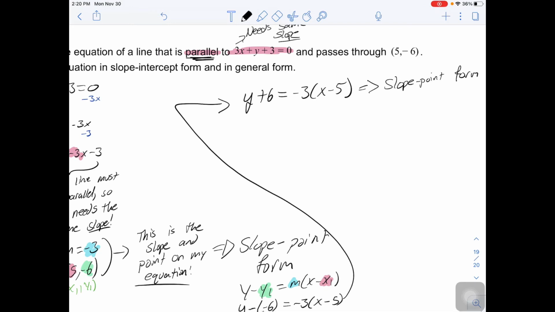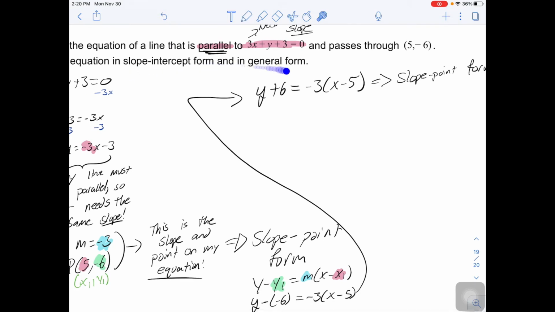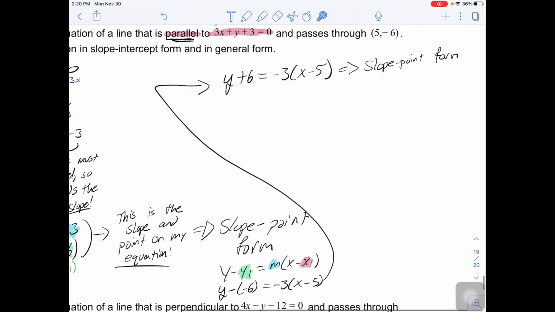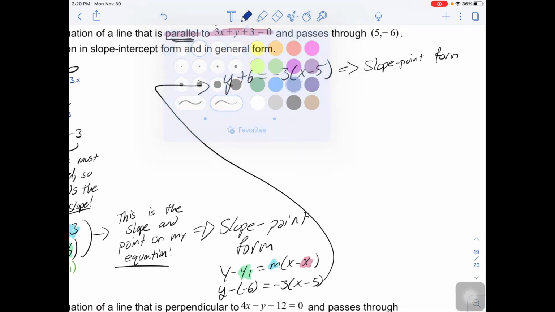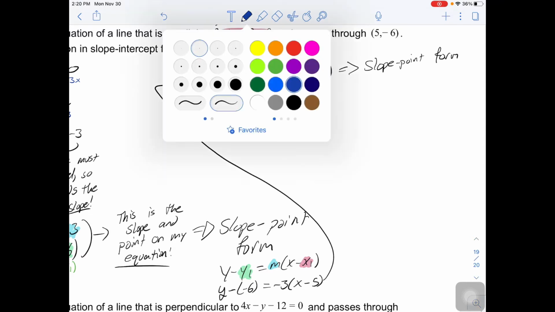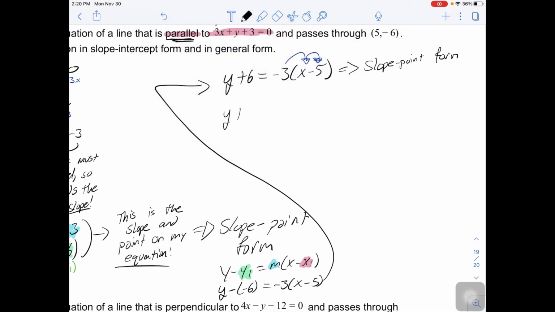And from here, it's simply converting it into slope intercept form and then into general form. So let's make it into slope intercept form. And what I'll do is I will bring in my negative 3 and distribute. So that will become y plus 6 equals negative 3 times x, which is negative 3x. Negative 3 times negative 5, which is positive 15.